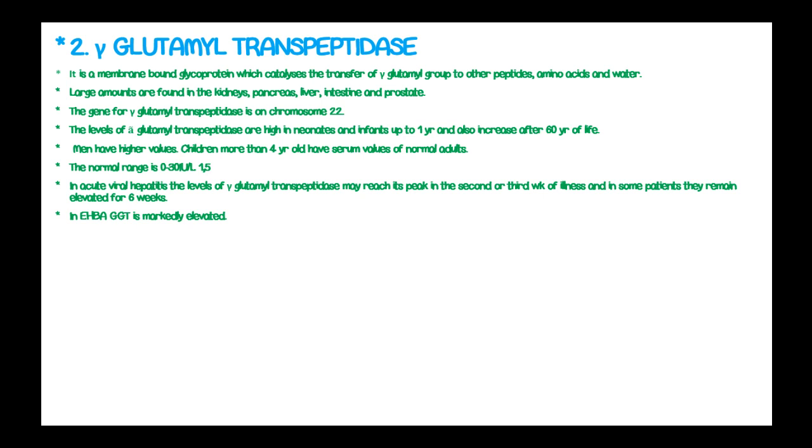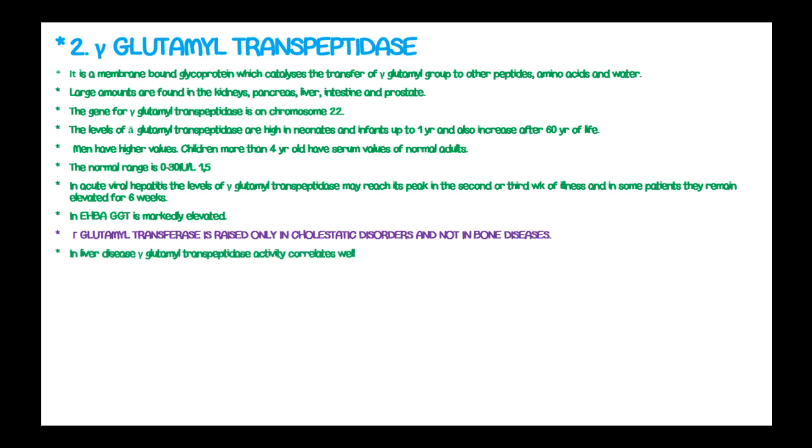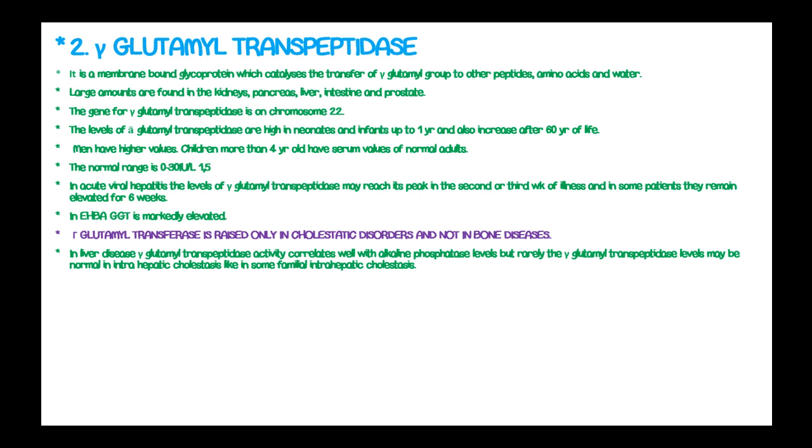In extrahepatic biliary atresia, gamma-glutamyl transpeptidase is markedly elevated, and is raised in cholestatic disorders but not in bone diseases. In liver disease, the activity of gamma-glutamyl transpeptidase correlates well with alkaline phosphatase levels, but rarely the levels may be normal in intrahepatic cholestasis, like in some familial intrahepatic cholestasis.